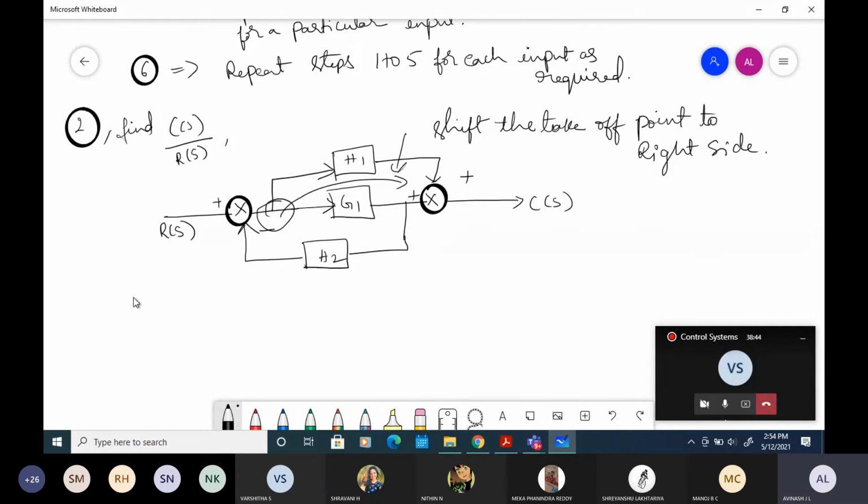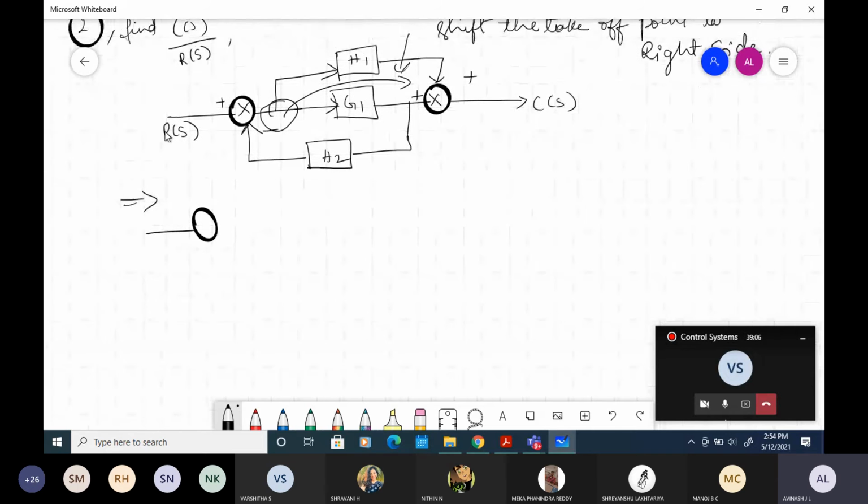Yes, sir. So now, shifting, you have to write here. By shifting the takeoff point after the block, to the right side, we'll get the modified, new diagram. In the new diagram, you can see that the block G1 will be here, and here I am going to take H.